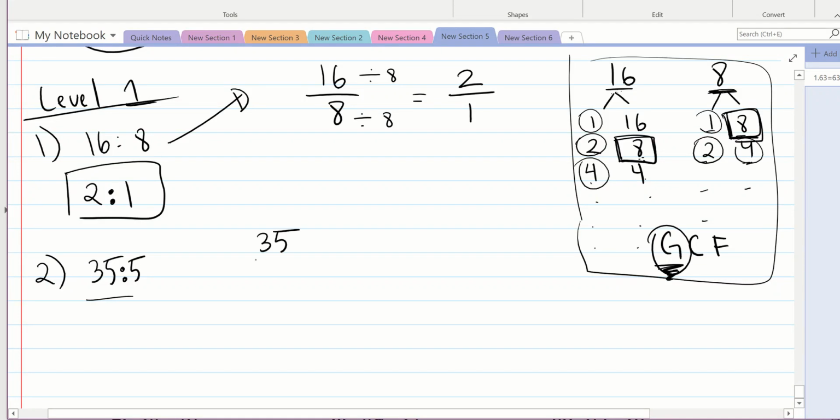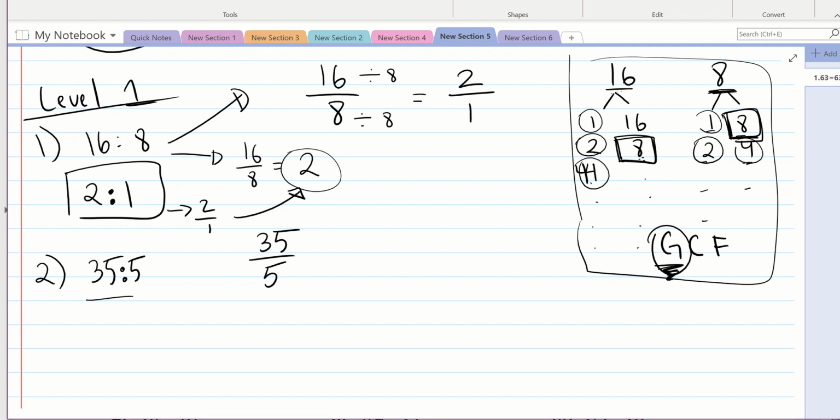We have 35 divided by 5. And by the way, when you do this on the calculator, just to make sure, right? 16 divided by 8 is equal to 2, and 2 divided by 1 is also equal to 2. Again, these numbers are going to be the same. It's always going to be the same. When you simplify a fraction or a ratio, the number or the percentage remains the same, right? So make sure you're using that to help you.